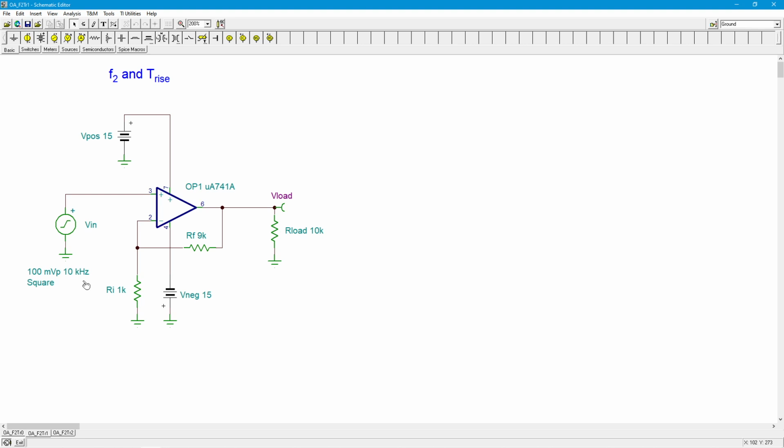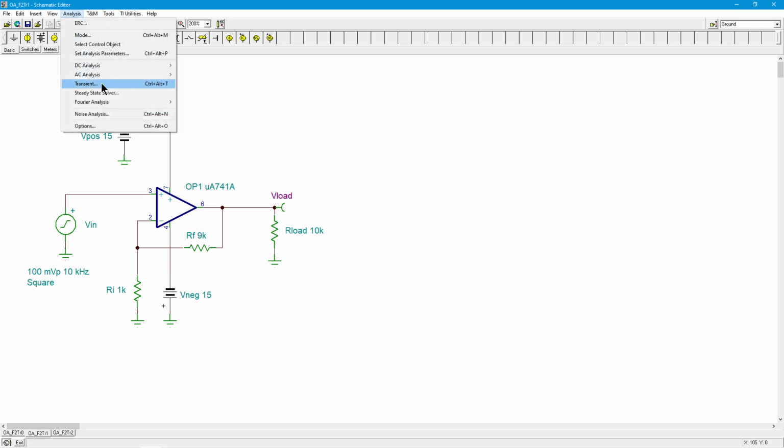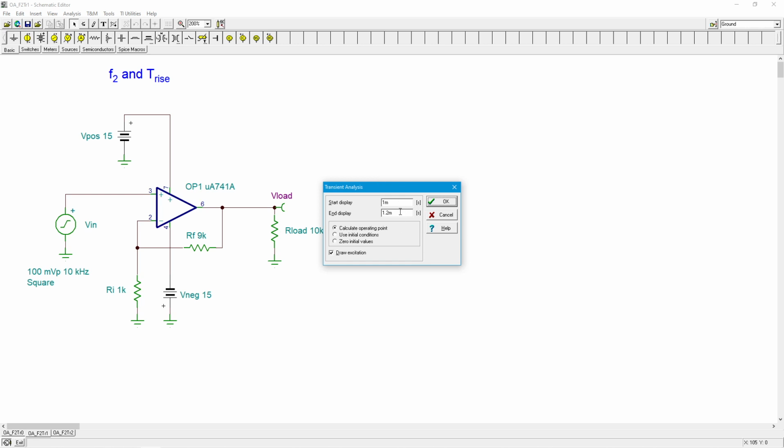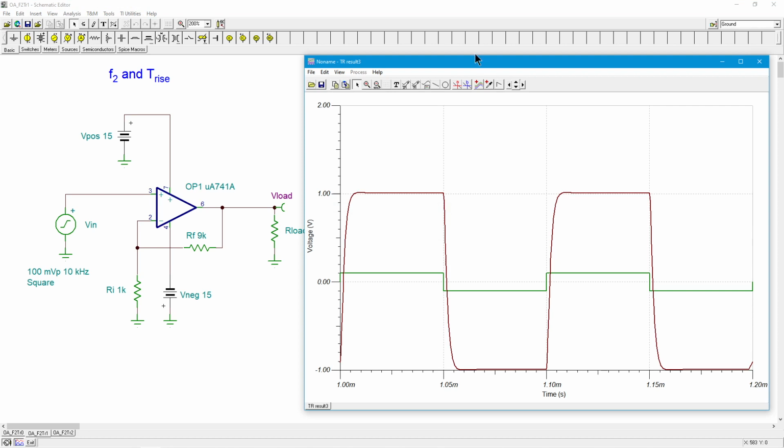All right, so we're just going to do a transient analysis on this and see what we get. 1 millisecond to 1.2 at 10 kilohertz will give us a couple of cycles. Boom. All right, so our input signal is the green, here's the VN. Nice little square wave, 100 millivolts peak. Each one of these little hash marks is 100 millivolts. And our load is the maroon color, and you can see we're getting roughly this 1-volt peak. It looks like there's a little bit of DC offset, but nothing to really concern ourselves with.